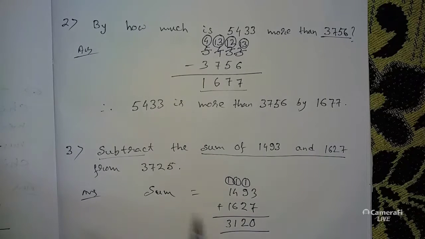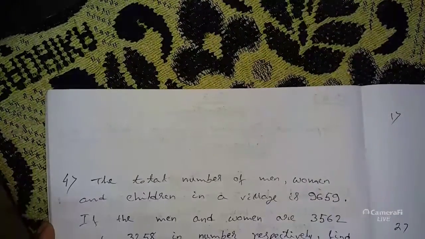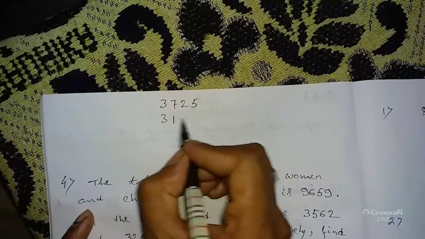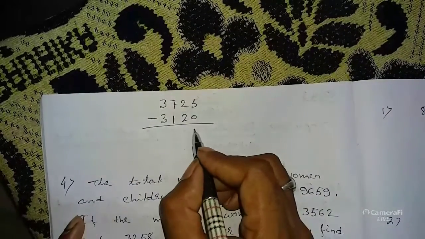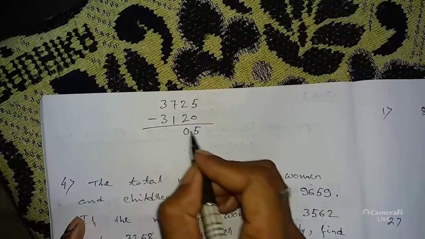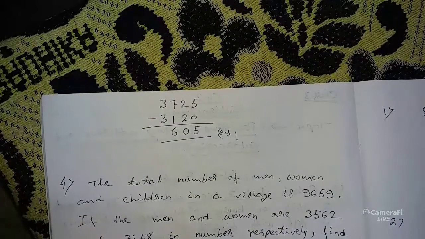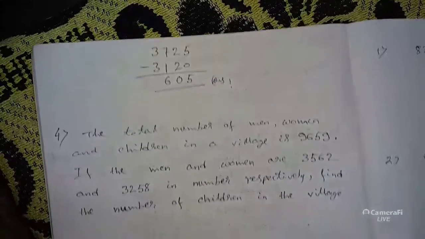Now you have to subtract this sum 3120 from this one. So subtract this one from this one, arrange it and then subtract. 3725 minus 3120. Subtract it. So it becomes 5 minus 0, 5, 2 minus 2, 0, 7 minus 1, 6. 605 becomes the answer. Okay. Now coming to problem number 4.